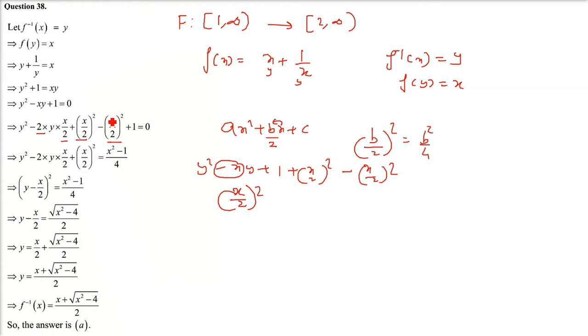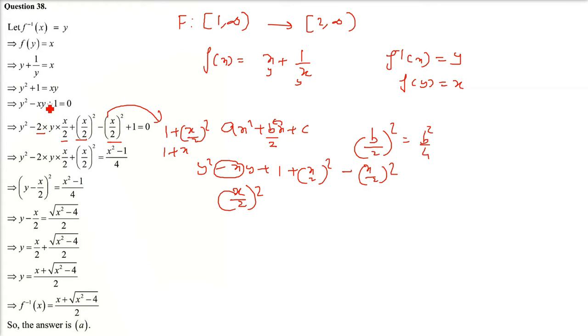So you have y minus x by 2 whole square. What is that? y square plus x by 2 whole square minus 2 into y into x by 2. So this is what I am doing. I am just taking y minus 2 into y into x by 2 plus x by 2 whole square on one side, and 1 minus x by 2 whole square on another side. So we'll take the perfect square on one side and this we take it here.